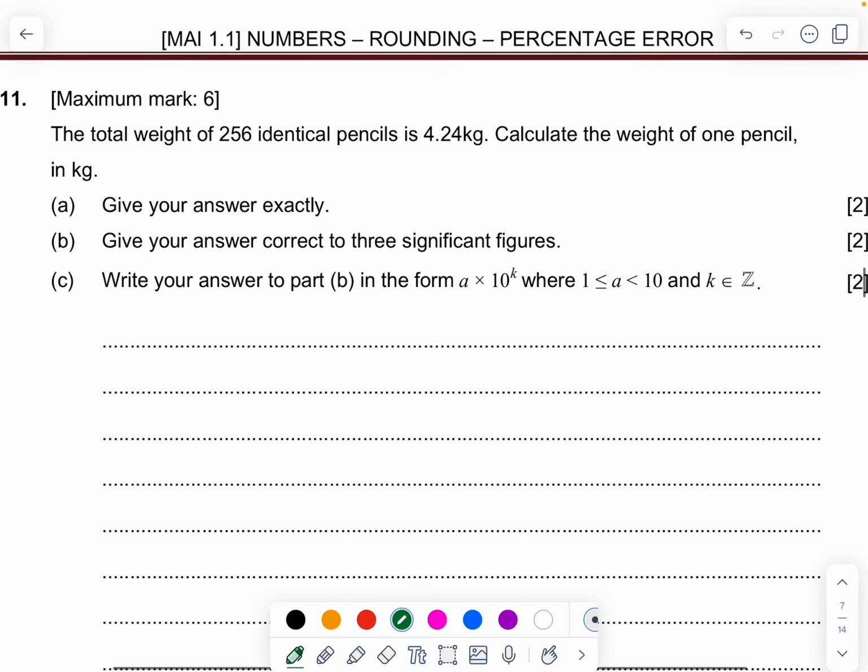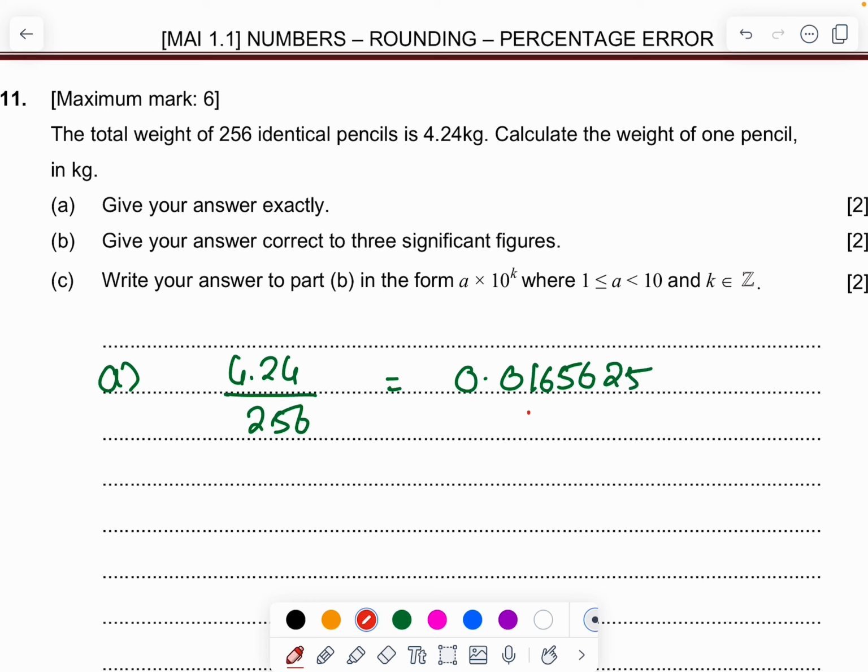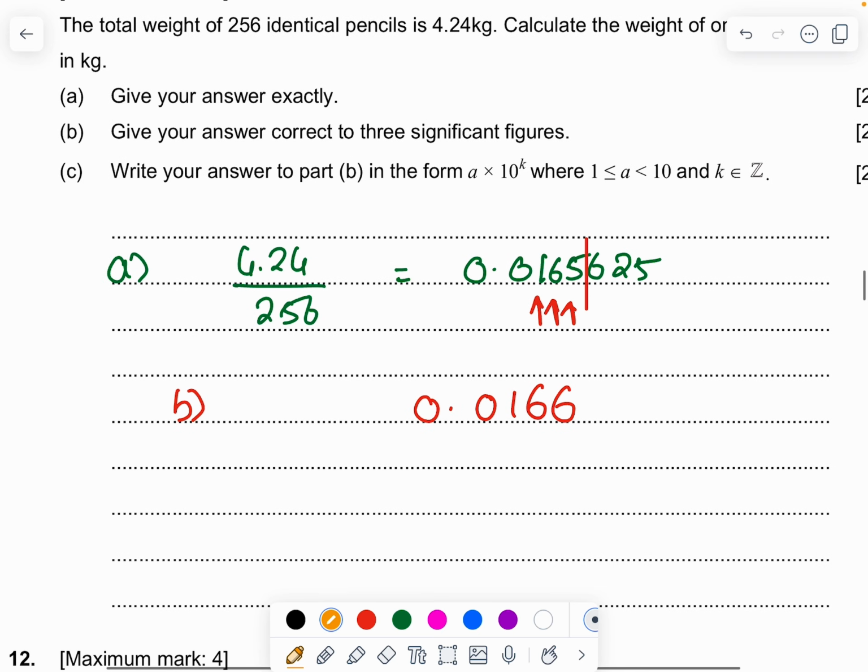Question number 11. The total weight of 256 identical pencils is 4.24. Calculate the weight of one pencil. So 4.24 divided by 256. When you do it by calculator, 0.0165625. Give your answer in three significant figures. 1, 2, 3. Draw a line over there. It is more than 5 after that line. So it becomes 0.0166. Next, write your answer for part B in standard form. So it is 1.66 times 10, 1, 2. It should go back 2 digits. So 10 power negative 2.